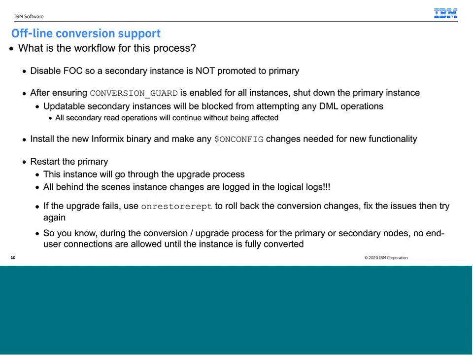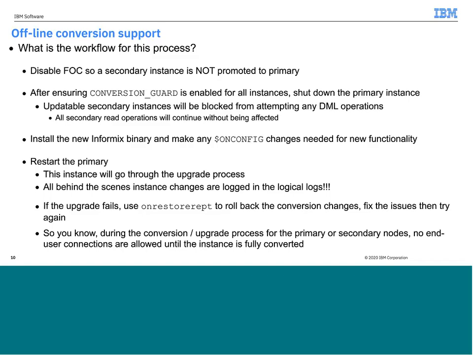So what's the workflow? How do you perform one of these offline conversions? Number one, you want to disable failover control. Because the first thing you're going to do is convert the primary. And in that case, you don't want one of your secondaries flipping over and becoming the new primary inside the cluster. So you're going to disable failover control. You're going to go in and enable conversion guard on all of your instances, and then you will shut down the primary instance.